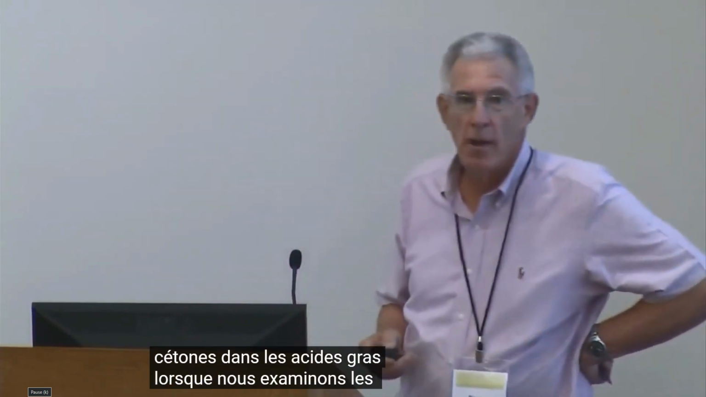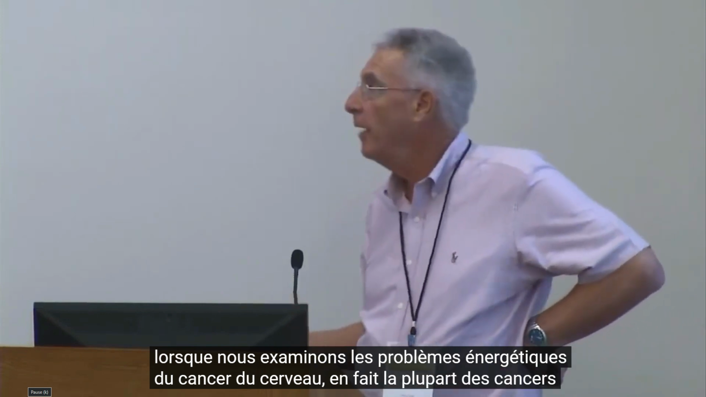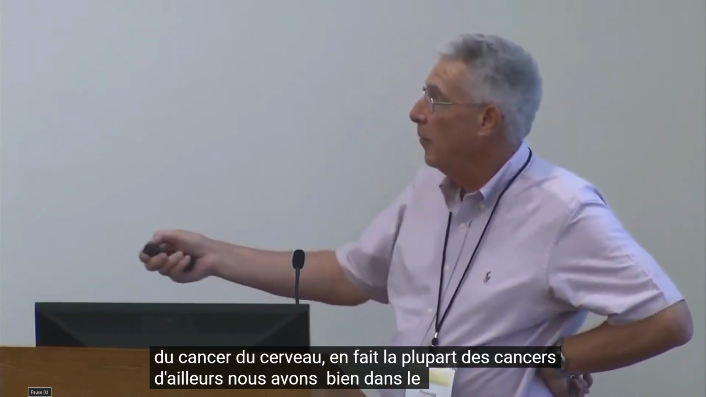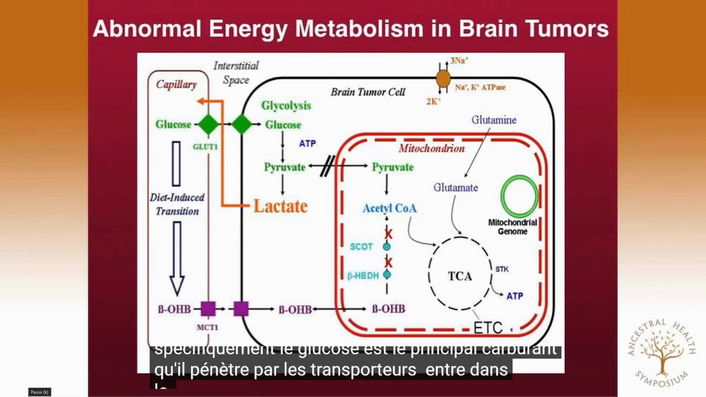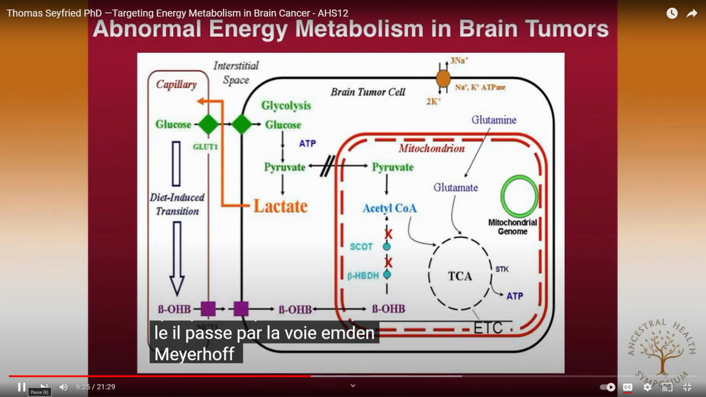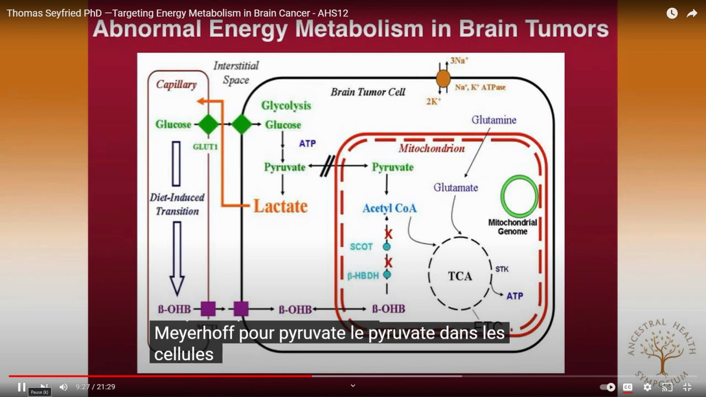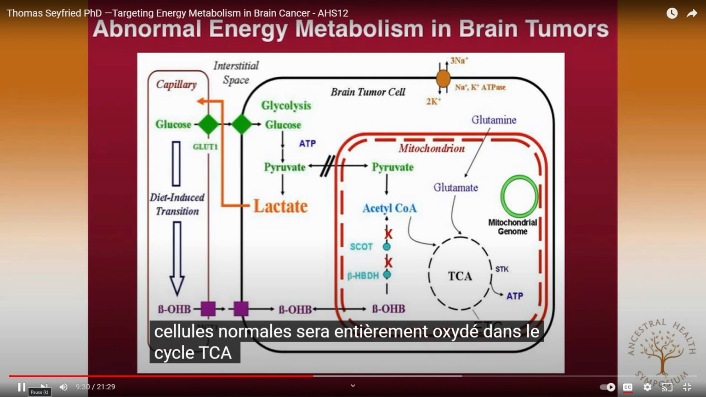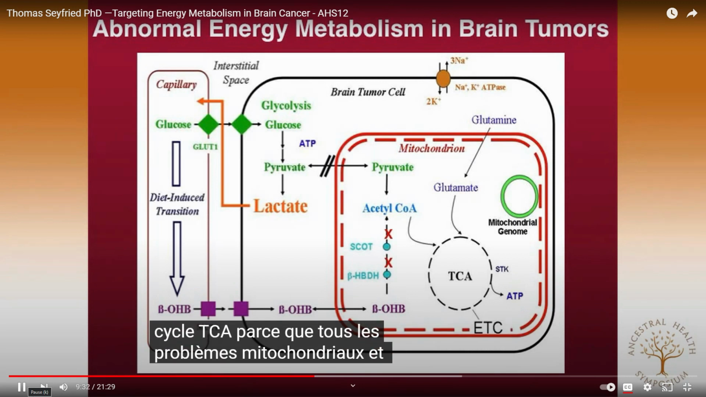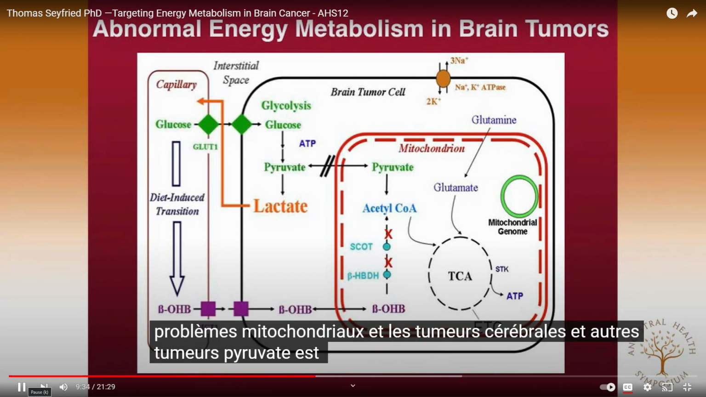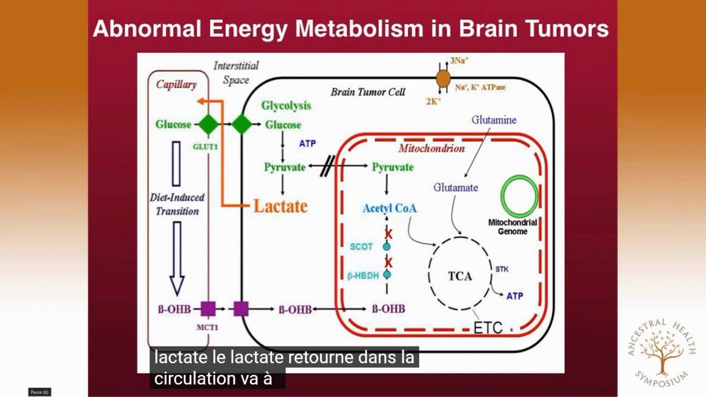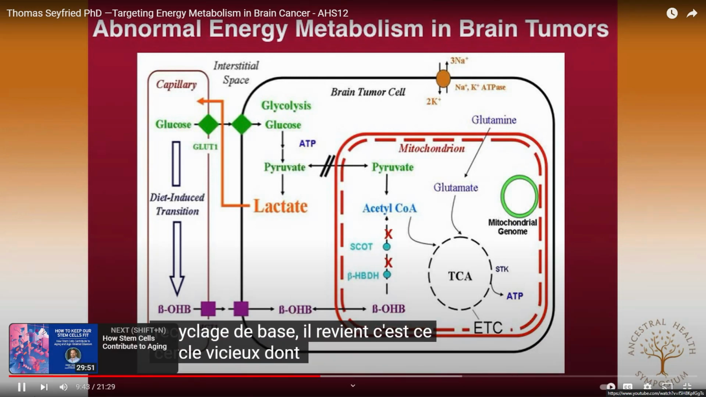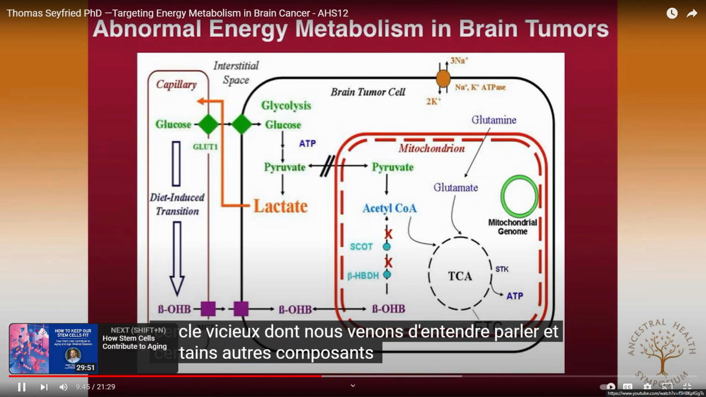When we look at the energy problems in brain cancer, in fact most cancers, in the brain specifically, glucose is the primary fuel. It enters through transporters and goes through the Embden-Meyerhof pathway to pyruvate. Pyruvate in normal cells would be fully oxidized in the TCA cycle. Because of the mitochondrial problems in brain tumors and other tumors, pyruvate is fermented to lactate. Lactate goes back into the circulation, goes to the liver, and is converted back to glucose through the Cori cycle. It comes back; this is the vicious cycle.